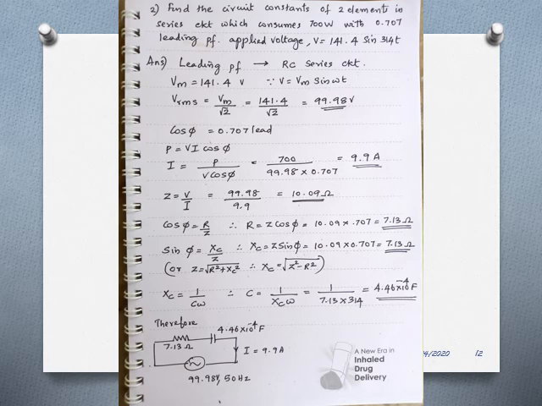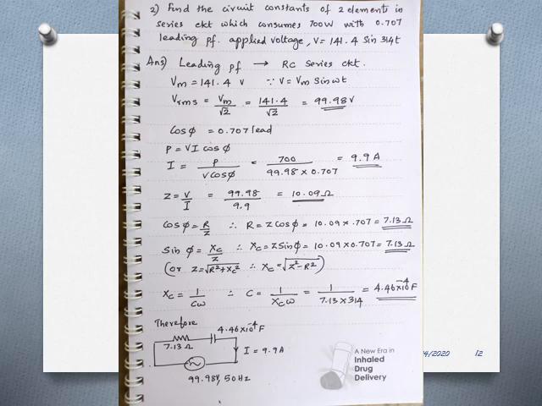You need to find the circuit constant elements. Those are nothing but R and C. So you should calculate the total impedance Z, that is equal to V by I. V and I we have just calculated. 99.98 divided by 9.9. You get it as 10.09 ohm. Using the power factor equation, you can find the resistance. Power factor equation cos phi is R by Z. Therefore, R is Z cos phi. So, Z is 10.09 and cos phi is 0.707. So, you get it as 7.13 ohm.